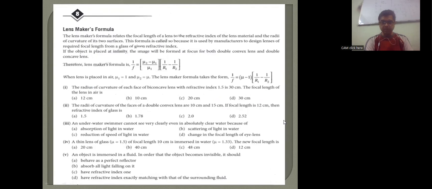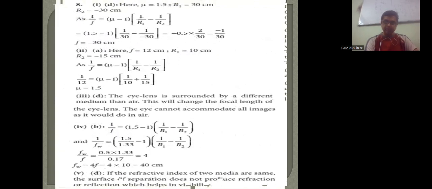An underwater swimmer cannot see very clearly even in absolutely clear water because of absorption of light in water, scattering of light in water, reduction of speed of light in water, or change in the focal length of the eye lens. Now student, the eye lens is surrounded by a different medium than air. This will change the focal length of the eye lens. The eye cannot accommodate all images as it does in air.